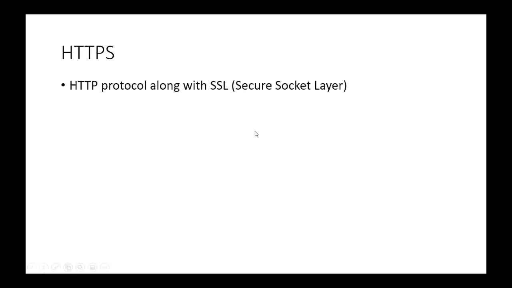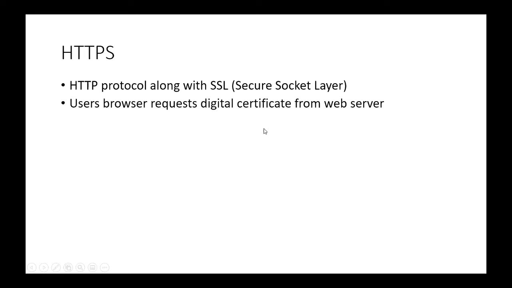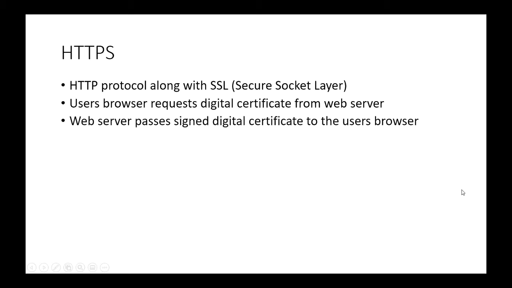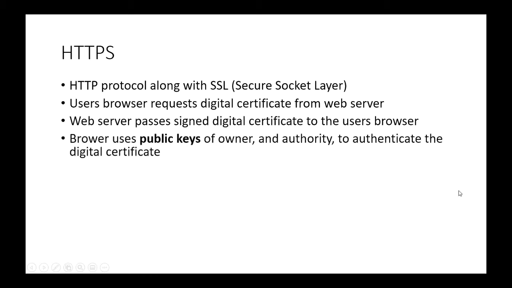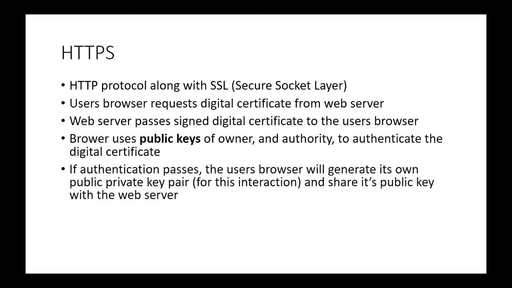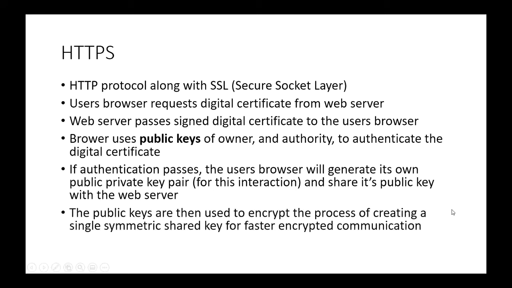HTTPS. This is the HTTP protocol along with the additional secure socket layer, SSL. The user's browser requests digital certificates from a web server. The web server passes the signed digital certificate to the browser, and the browser uses the public key of the owner and the authority to authenticate the digital certificate. If the authentication passes, the user's browser will generate its own public-private key pair just for this interaction, and then share the public key with the web server. The public keys are then used to encrypt the messages used to create a single symmetric shared key for faster encrypted communication.